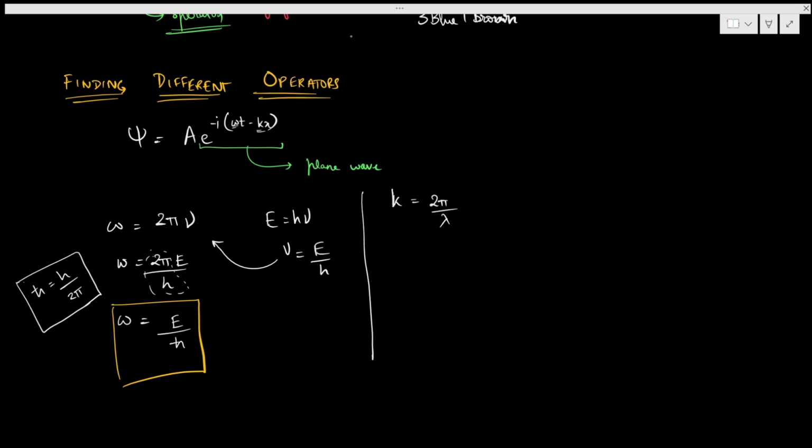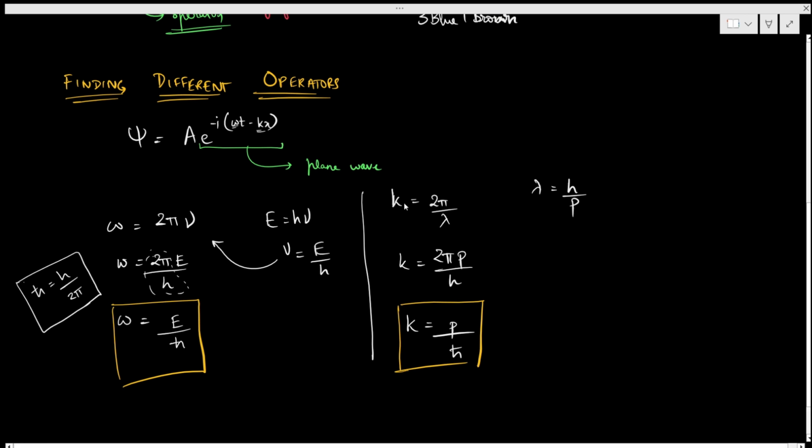k is equal to 2 pi by lambda, where lambda is equal to h by p, p being your momentum. So substituting that back here, you get 2 pi p by h. And then again, you can substitute h cross here, which gives you k is equal to p by h cross. All right, so now we know our wave function, we've talked about omega and k.